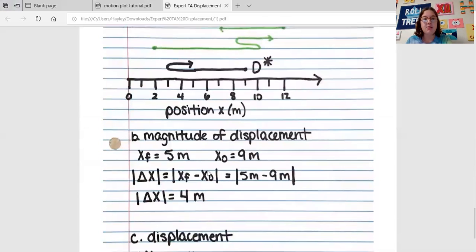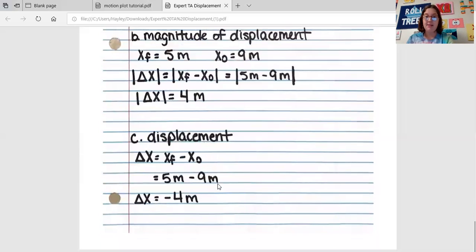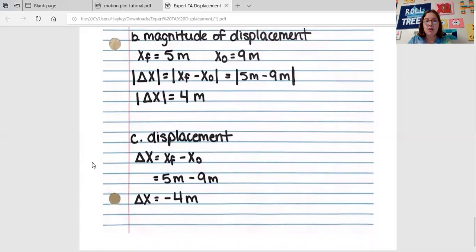Moving on, we're going to be doing magnitude of displacement for part B. And we'll remember that the equation for this is the absolute value of final position minus initial position. Like we stated earlier, final position is 5 meters, the initial position is 9 meters. So the absolute value of 5 meters minus 9 meters is 4 meters for the magnitude of displacement for part B.